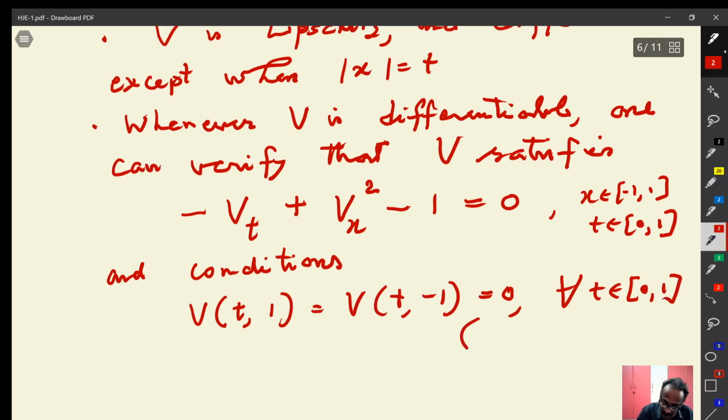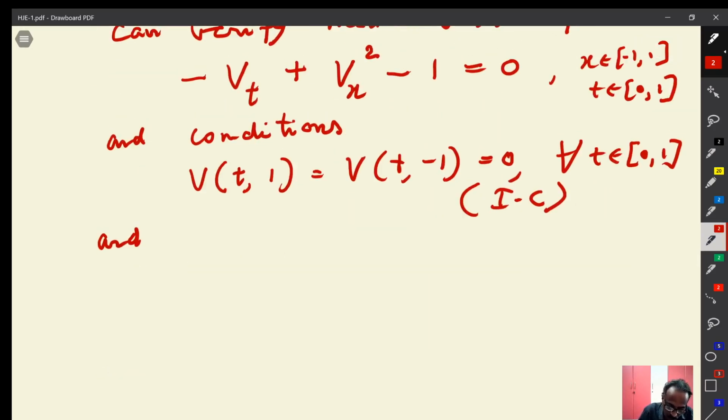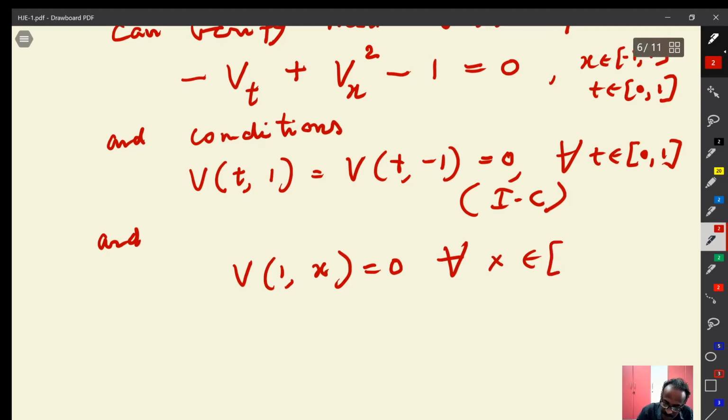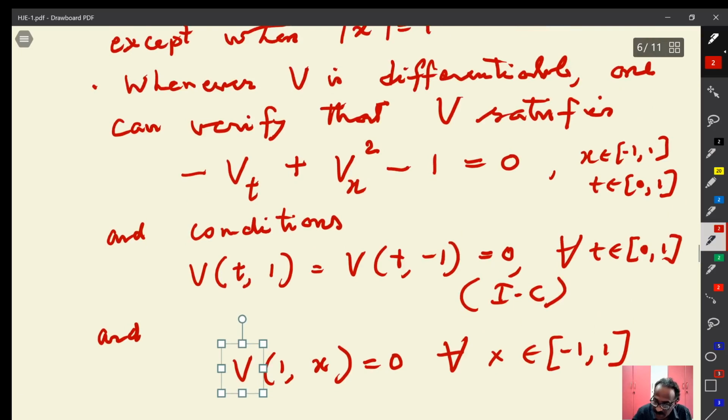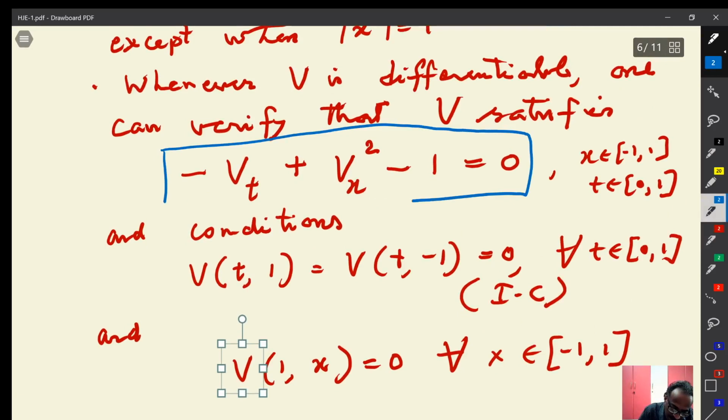Initial condition. So this is the initial condition, V at (x, 1) equal to 0 for all x when t equal to 1. So it satisfies the condition x is in minus 1 to 1. So you see, you have the minimal value satisfying a differential equation. This is something like a Hamilton-Jacobi equation. So this is what we are expecting to study.